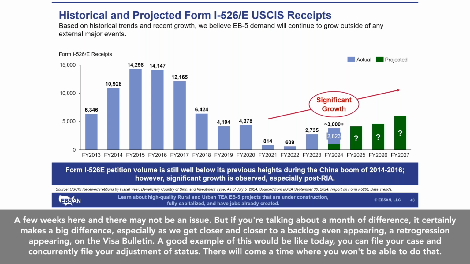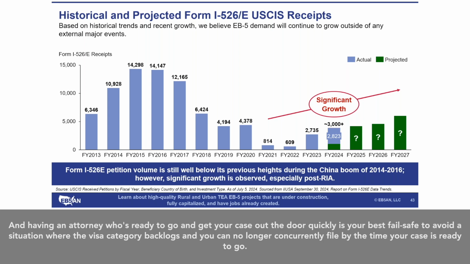A good example of this would be like today, you can file your case and concurrently file your adjustment of status. There will come a time where you won't be able to do that, and having an attorney who's ready to go and get your case out the door quickly is your best fail-safe to avoid a situation where the visa category backlogs, and you can no longer concurrently file by the time your case is ready to go.